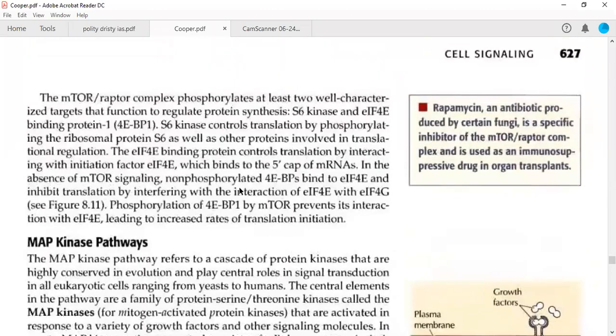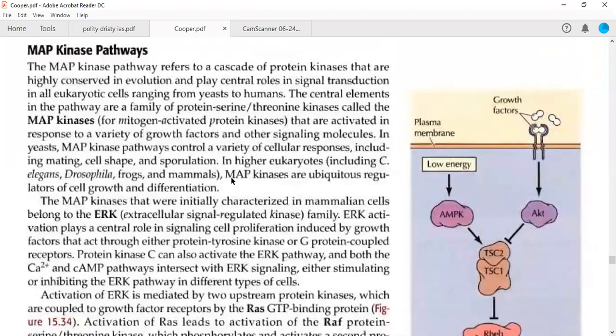So page number 627, the MAP kinase pathways. These MAP kinase pathways are the mitogen activated protein kinase pathway, or this is also called the ERK pathway, that is, the extracellular signal regulated kinase pathway. So there is a family of these kinases controlling this particular pathway. MAP kinase pathways are universal, highly conserved in evolution, and they are found in all eukaryotes, ranging from yeast up to humans.